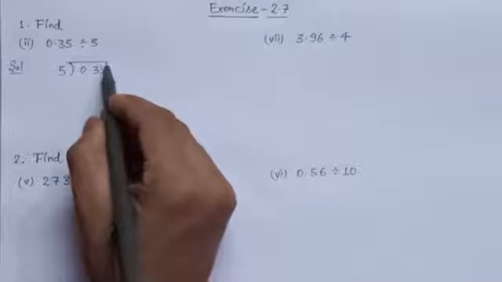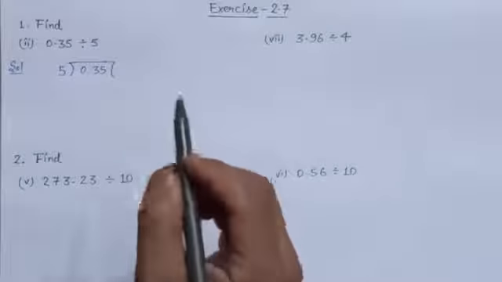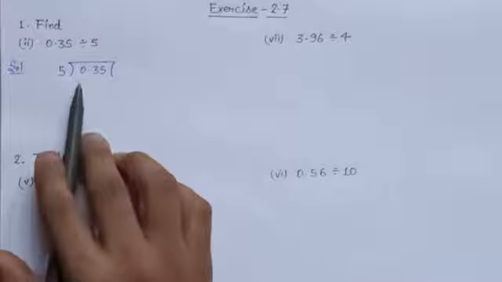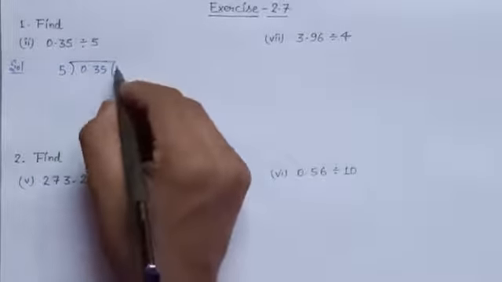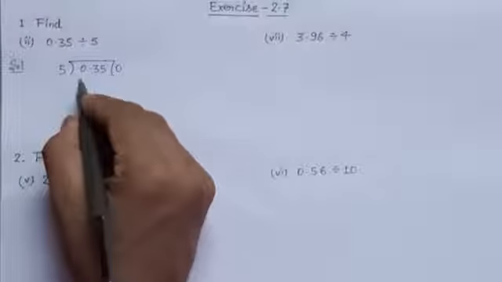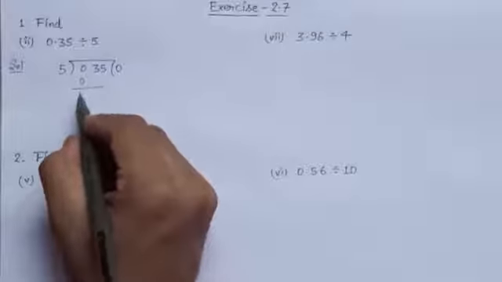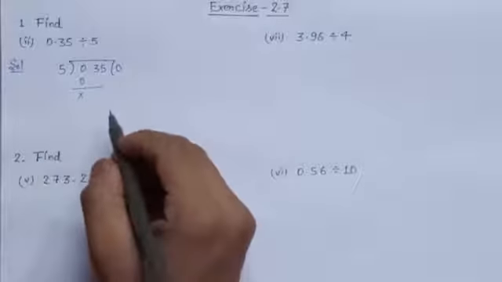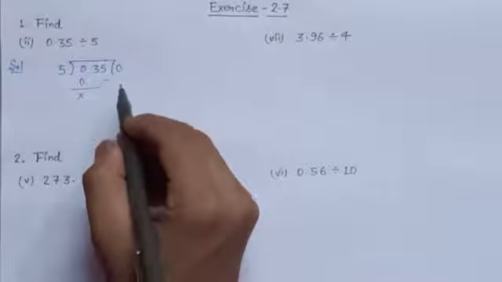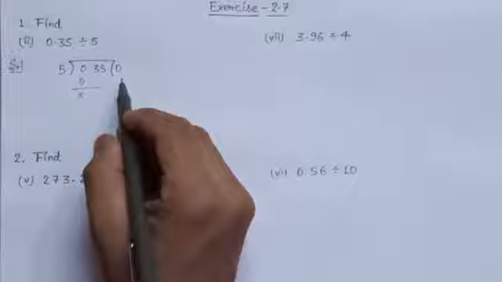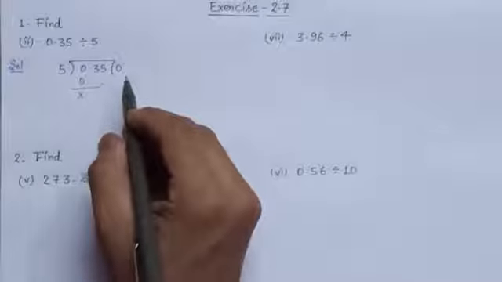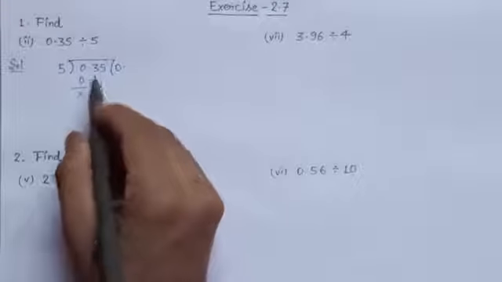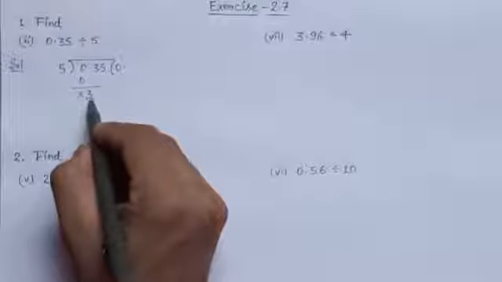Now what we have to do? We have to divide the whole part of the given decimal. The whole part of the given decimal is 0. So you know 5 times 0 is 0 and the division of the whole part is completed. Now we put a decimal point in the quotient as the division of the whole part of the given decimal is completed. So we put a decimal point here. Now we take the next digit 3 here.